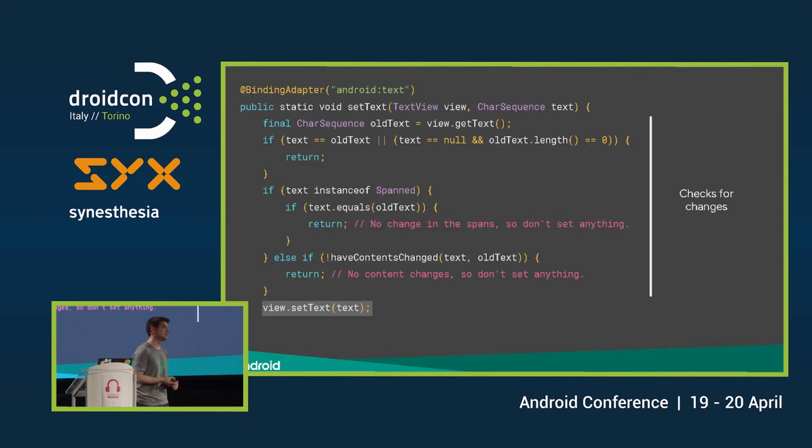It's actually here. This is a binding adapter. It's a static method, annotated with BindingAdapter. The binding adapter is receiving android:text as a parameter. The first lines of code are just checking for changes, so that we don't generate too many unnecessary UI calls. And then on the last line, it's just calling setText. So it's not doing anything magical. You just have to find it.